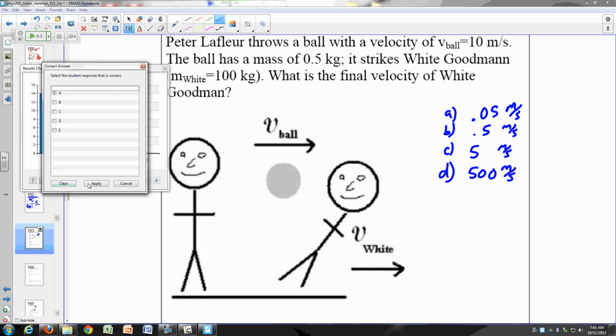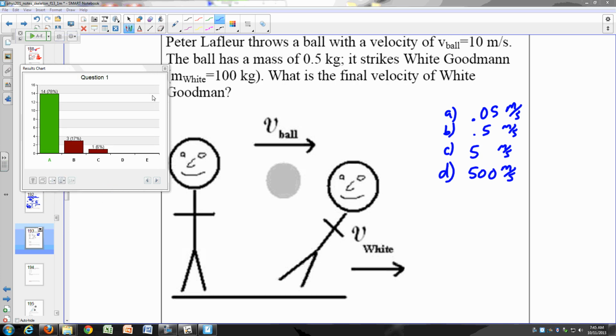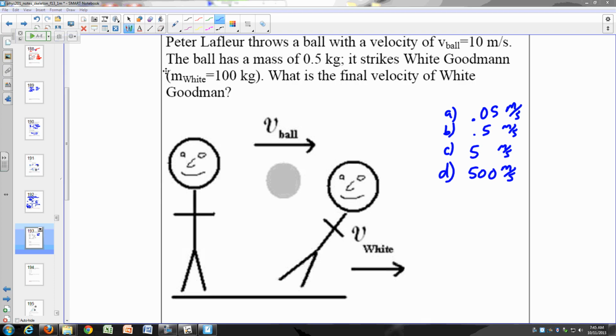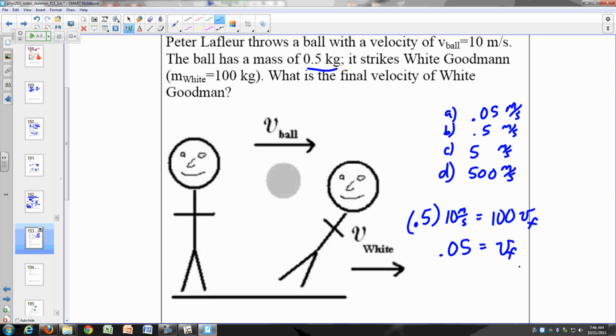Very good. Just quickly, I'll run through it. The momentum of the ball is the only momentum initially, so that's 0.5 kilograms, the mass of the ball, times its velocity of 10 meters per second, equal to the mass of White Goodman, which is 100, times the final velocity. So that's 5 over 100, which is 0.05, his final velocity. So a much smaller velocity than what he had before.